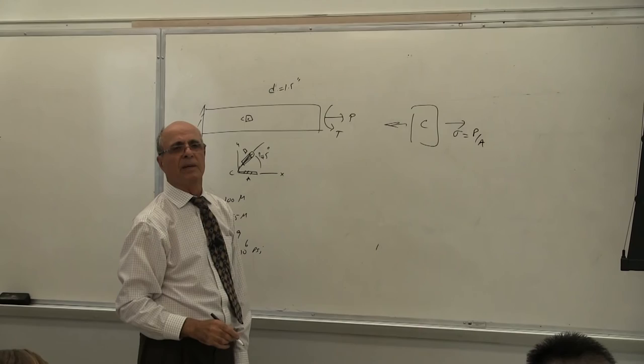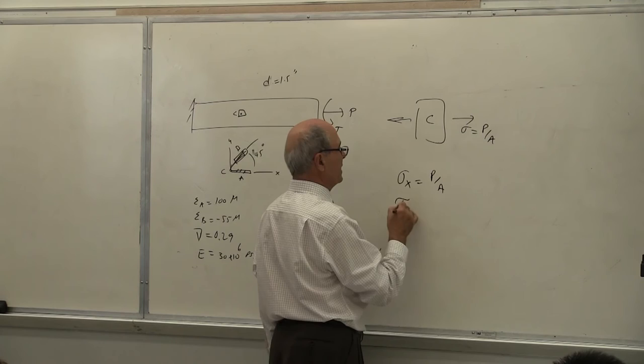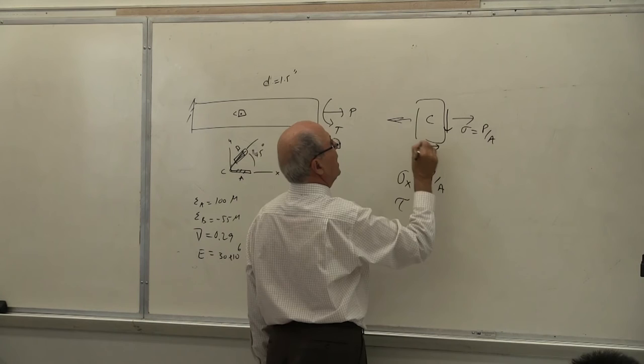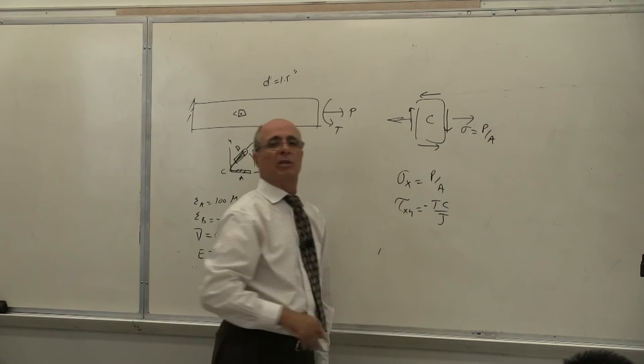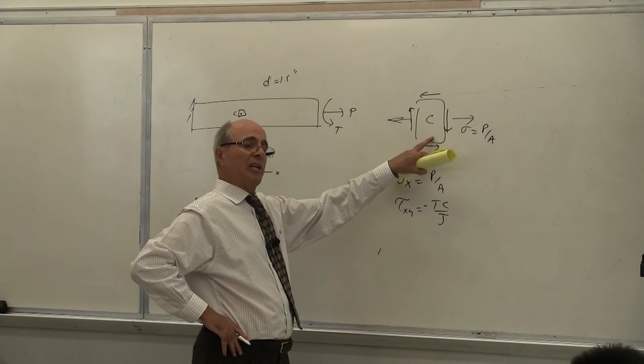Yes or no? Correct? So sigma x equals P over A, and then tau, the way it looks like because it's going this way, so the tau will be like that. We have gone through that. This is very basic. The tau, which is tau xy, equals TC over J. I have to give it minus because this is going downward. Is that correct or not? Yes? Correct? Yes. This will be the state of stress. Correct? Okay. Now, is this going to create epsilon x?